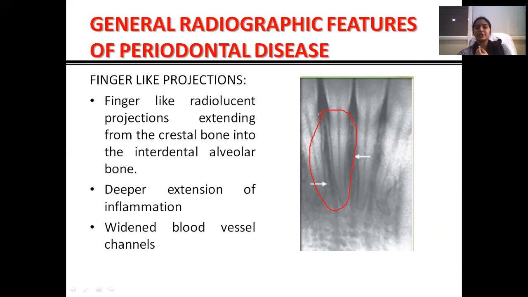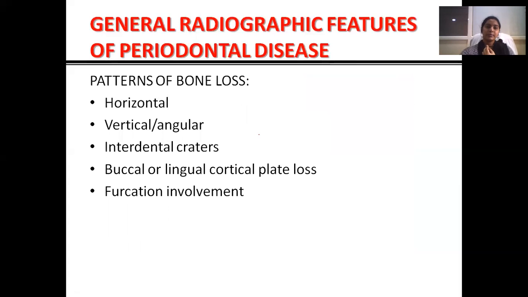These finger-like projections are because of the extension of the inflammation from the gingiva into the alveolar bone. So the inflammation which is present in the gingiva has extended into the alveolar bone. There is widening of the blood vessels, because of which we will see these finger-like projections. Next, we will see about the different patterns of bone loss.